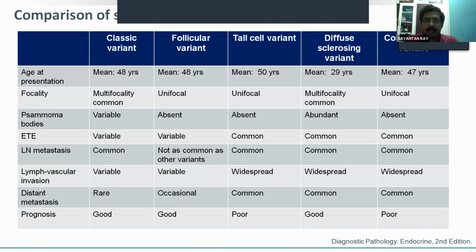So now in a table, if we see the comparison of selected PTC variants, I'm not going into details, just to mention a few important areas. Classic variant, follicular variant, tall cell variant, diffuse sclerosing variant, and columnar cell variant, of which classic and follicular variant actually carry a good prognosis, and to some extent diffuse sclerosing variant as well, because it presents at a younger age. But tall cell variant and columnar variant usually carry a poor prognosis. And you can see here, distant metastasis is very common in the last three: tall cell, diffuse sclerosing and columnar cell variant. Another variant is Hobnail variant, which also presents at an older age and with more advanced disease.